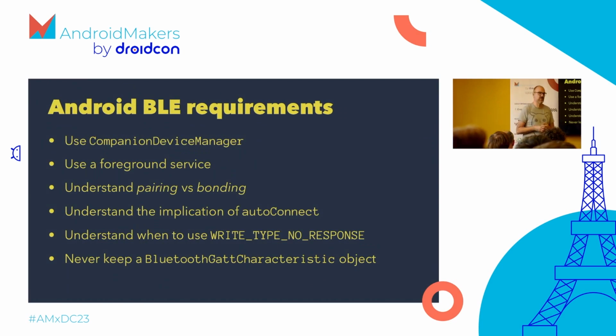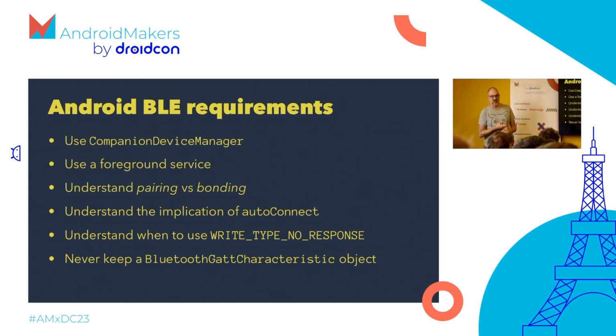Requirements. Whenever you're doing Bluetooth Low Energy today, you have to use a companion device manager, unless you are literally only using BLE when the app is in the foreground and never otherwise. But if you're doing any background operations or assume that you will keep the connection to the device when the user leaves your app, you need to use companion device manager. There is no other option.